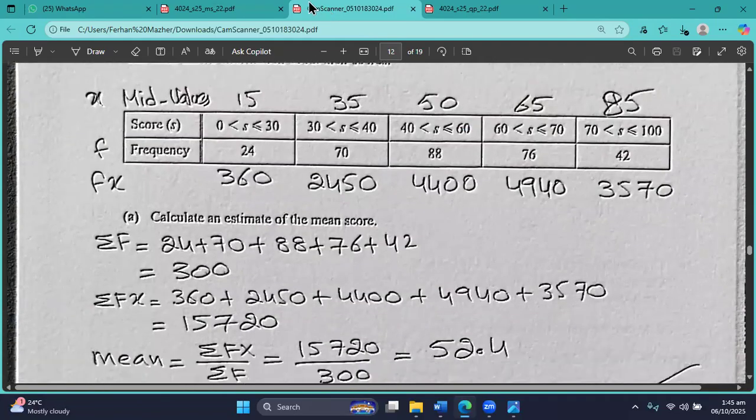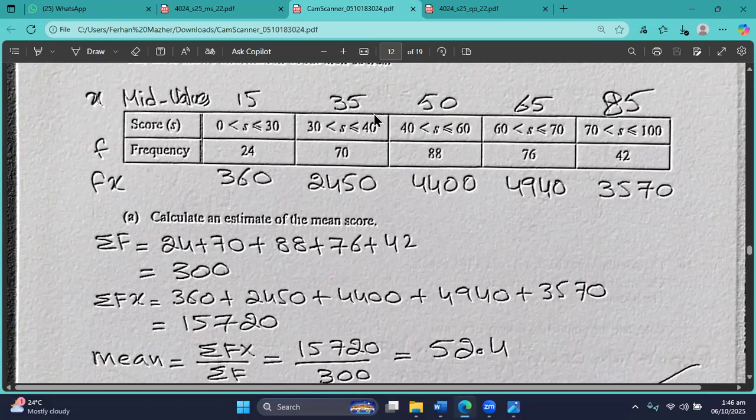First of all, I found the mid value: 0 plus 30 divided by 2, that will be 15. 30 plus 40 divided by 2 equals 35. 40 plus 60 divided by 2 equals 50. 60 plus 70 divided by 2 equals 65. 70 plus 100 divided by 2 equals 85. I will call these mid values x. This is the frequency. Simply multiply x and f, you will get fx.